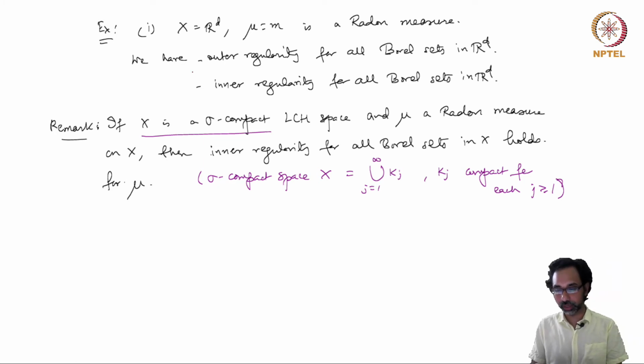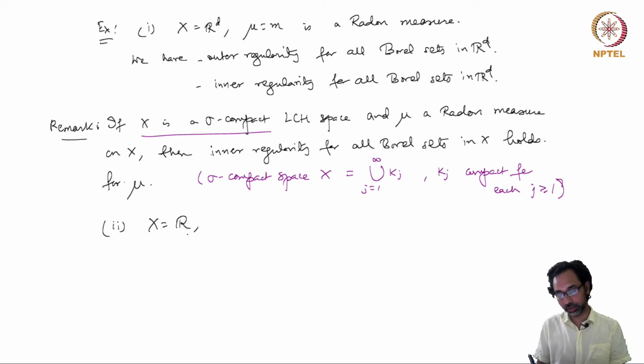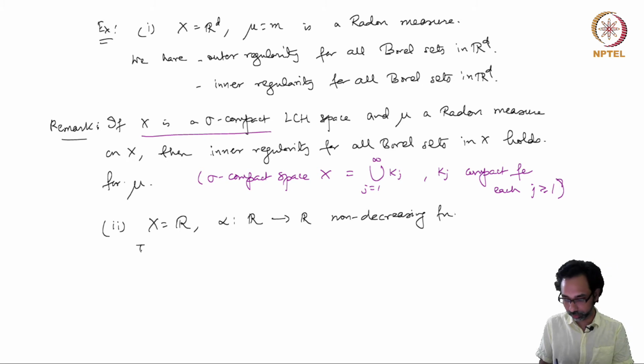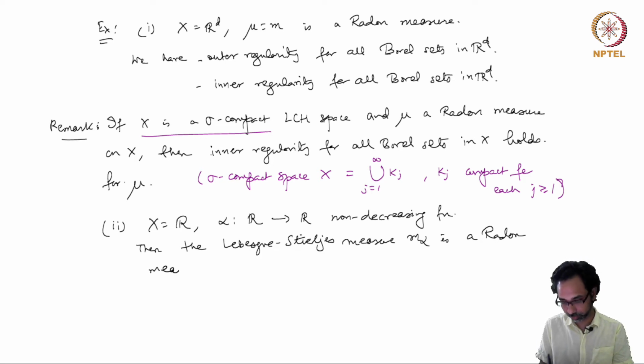So now we have seen that our Lebesgue measure on R^d is a Radon measure. In fact, if you take X to be the real line, and alpha is a non-decreasing function on R, then the Lebesgue-Stieltjes measure that we have constructed before, mu_alpha, is a Radon measure. So all the nice examples of measures that we have seen until now are Radon measures.